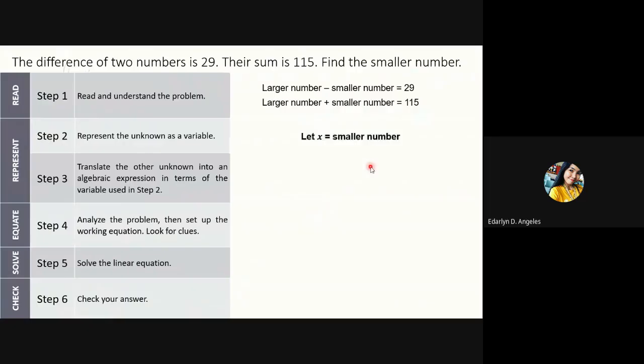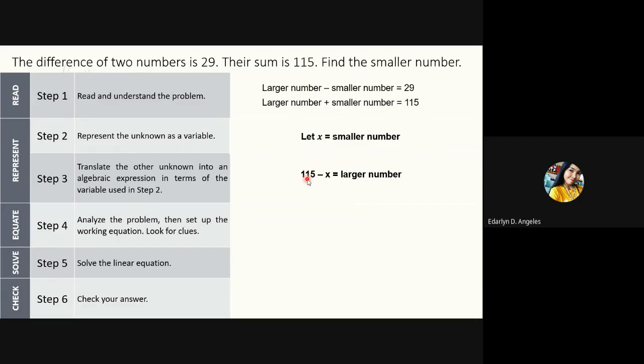Step 3 would be translate the other unknown. We all know that we have another unknown other than the smaller number, which is the larger number. So 115 minus x is our larger number. This is derived from the fact that the sum of the larger number and the smaller number is 115. Thus, if you want to know the value of the larger number, we can simply subtract the smaller number from the sum, which is 115.